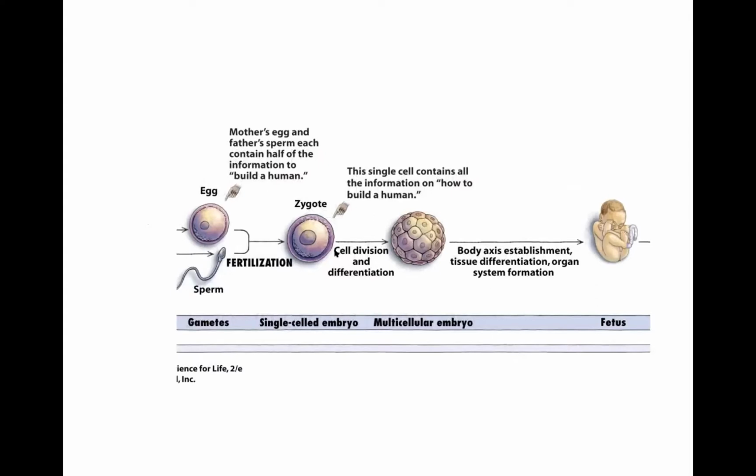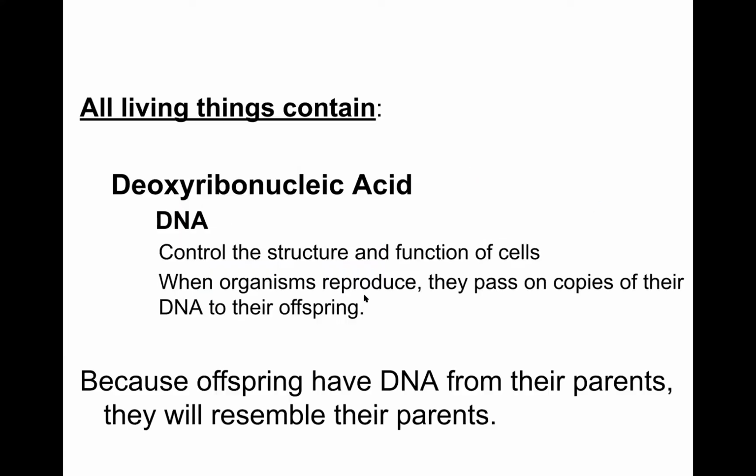If we look at this diagram here, the mother's egg and the father's sperm each contain half of the information to build a human. The zygote, which is a single cell, contains all the information on how to build a human. The body axis is established, tissues differentiate, organ systems are formed, and it forms into that embryo there, the child.